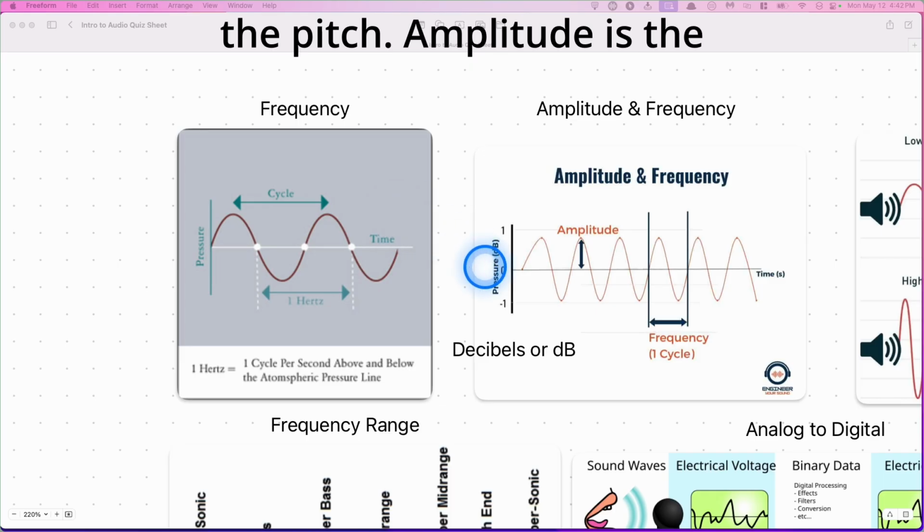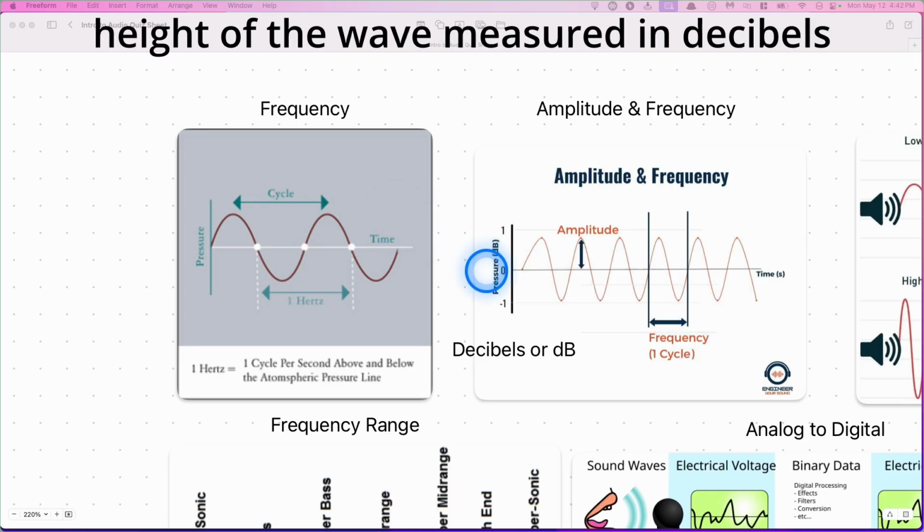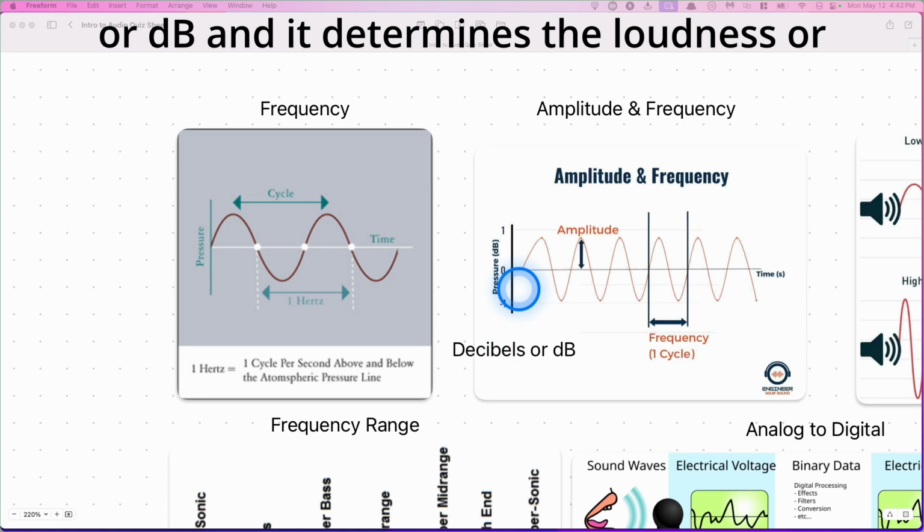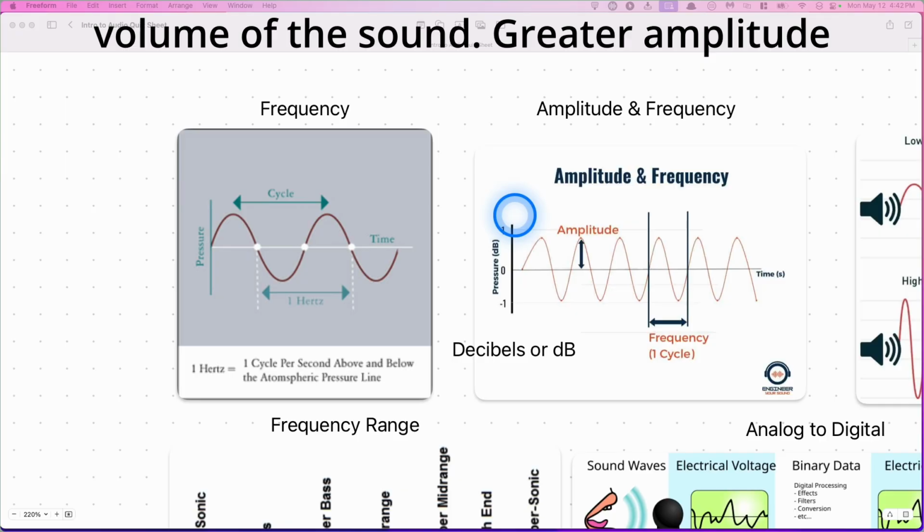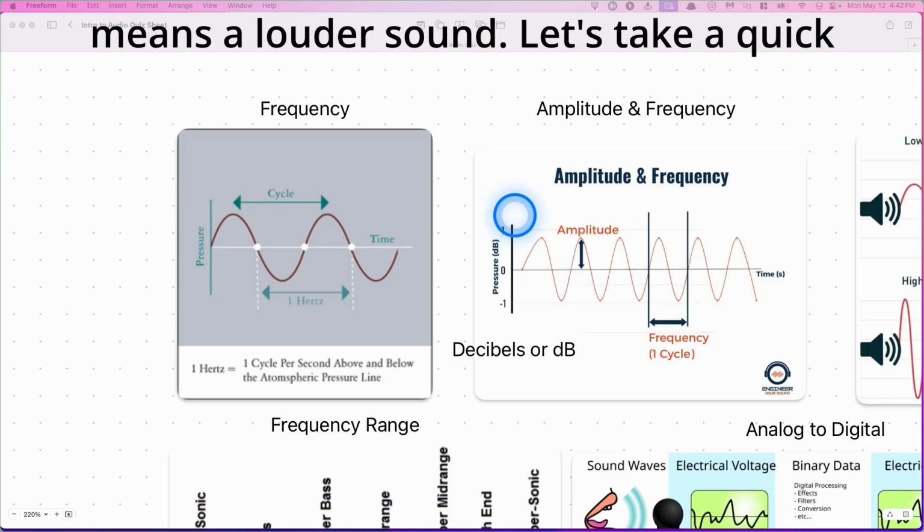Amplitude is the height of the wave measured in decibels or dB, and it determines the loudness or volume of the sound. Greater amplitude means a louder sound.